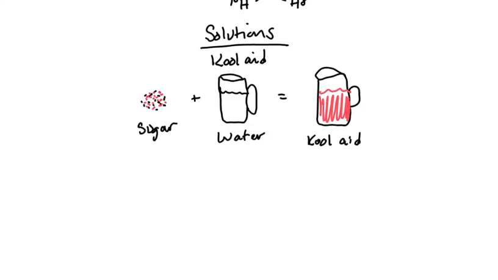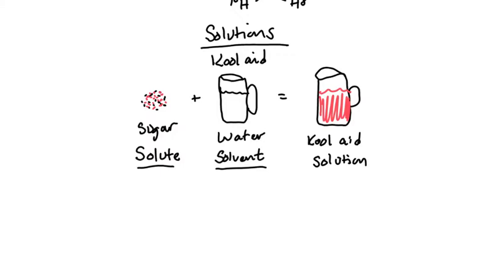Now, in terms of vocabulary for solutions, in this case, because the sugar is the thing that's being dissolved, we call it our solute. Our water, in this case, is doing the dissolving, so we call it our solvent. And our final product is going to be, of course, our solution. So the two parts of a solution are the solute and the solvent.